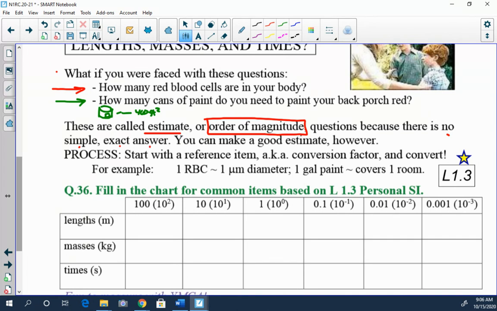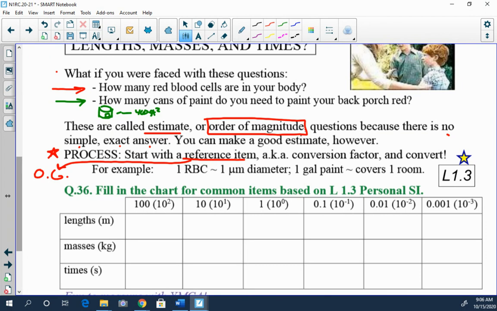So we always have to start with a reference item or a conversion factor. The reference item has been what I've been calling the OG. You've got to look at the scenario and say, what are we starting with here? We've got to think of something. And then you have to start making some conversion factors.